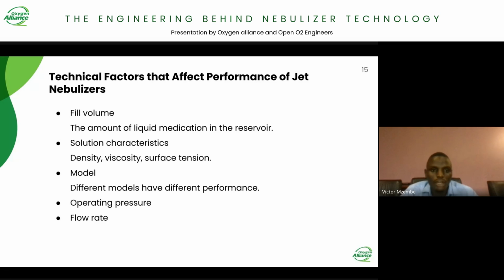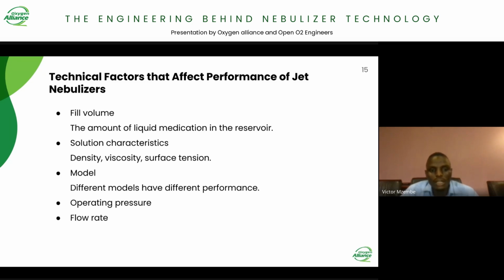Then the other factor is the model. As we looked at the different categories of the nebulizers, we might have noticed that different models have different performances. Let's say the breath-actuated nebulizers are more effective and efficient than the conventional nebulizers. Then we also have the operating pressure. We're talking of the air pressure itself. If the air pressure is low, the nebulization rate will also be low. Then finally, we have the air flow rate. The air flow rate can range from 2 to 10 liters per minute. If the flow rate is on the lower side, the nebulization rate will also be lower.